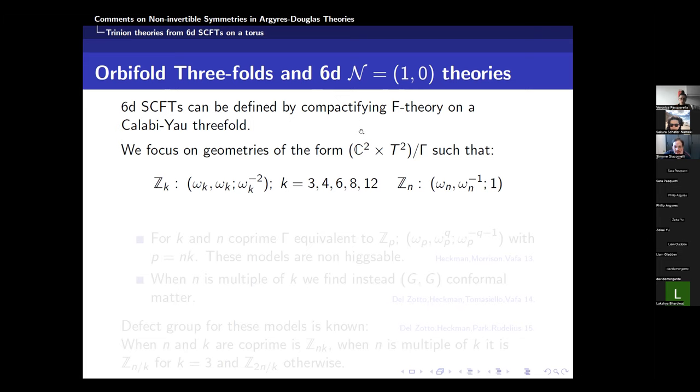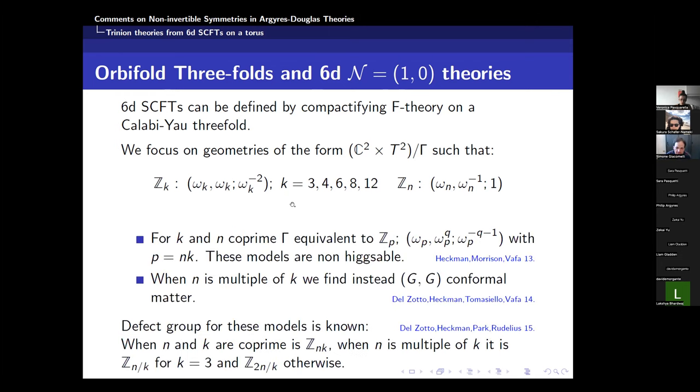Now, what can we say about the resulting 6D theories? The discussion here depends on the divisibility of N and K. There are two main classes we will consider. Maybe we will actually focus on the first one. When N and K are coprime, it can be checked that this group Gamma is equivalent to the following action by a cyclic group Z_P. Here P is of course N times K, and Q is a number coprime with P, which can be deduced case by case.